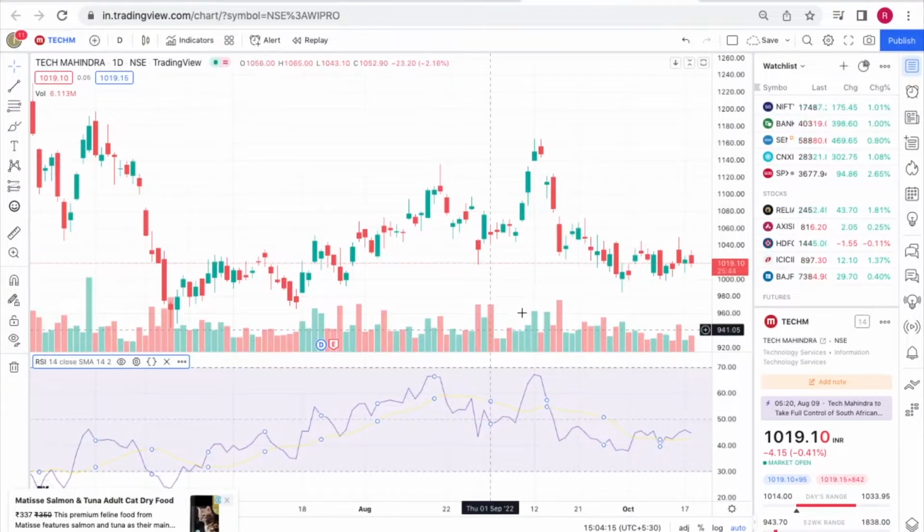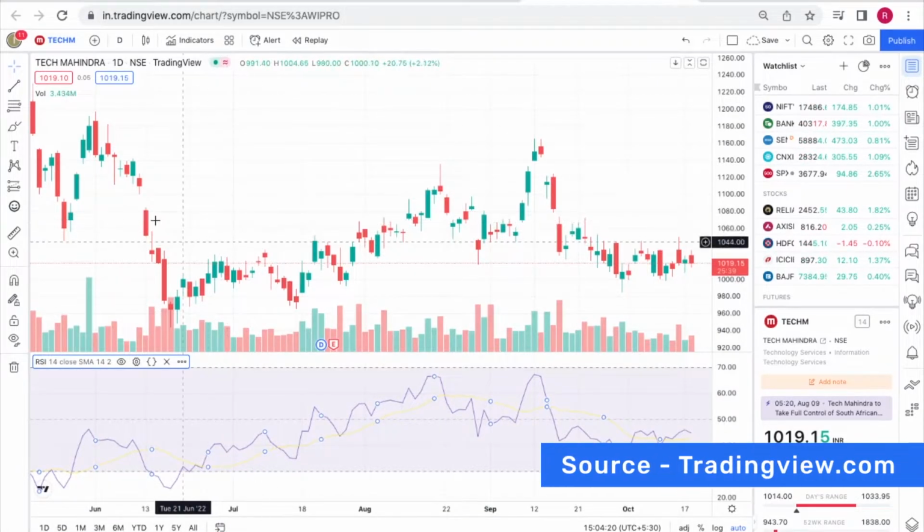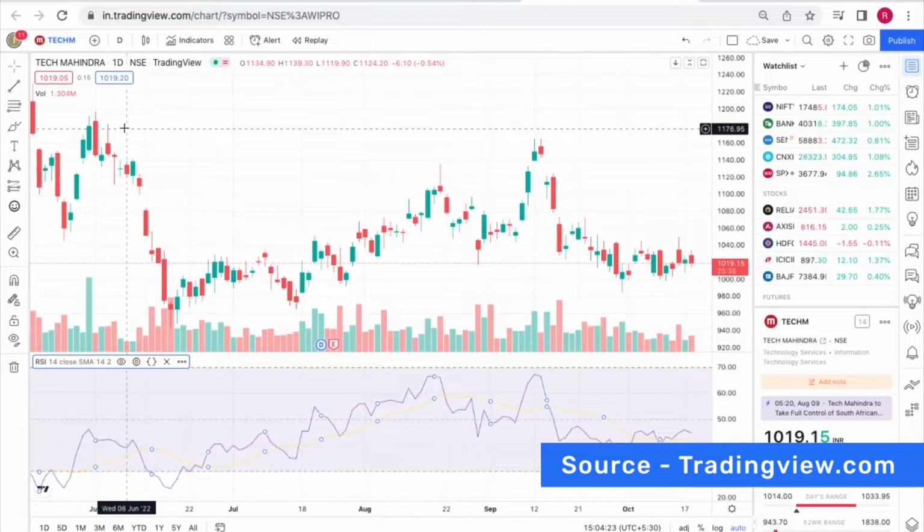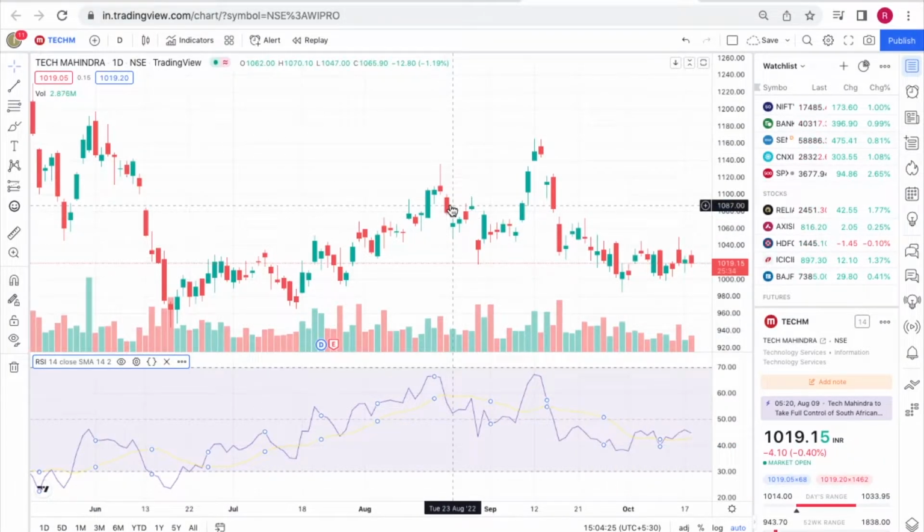Let's understand how to use the RSI indicator in a reversal strategy. Now you may know what an uptrend and a downtrend looks like. This here is an uptrend, this is a downtrend. An uptrend makes higher highs and higher lows, and the downtrend makes lower lows and lower highs. Now whenever there's a shift from an uptrend to a downtrend or from a downtrend to an uptrend, it's said to have reversed its direction, or a reversal is said to have taken place.